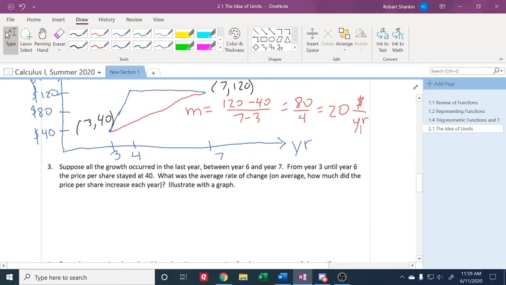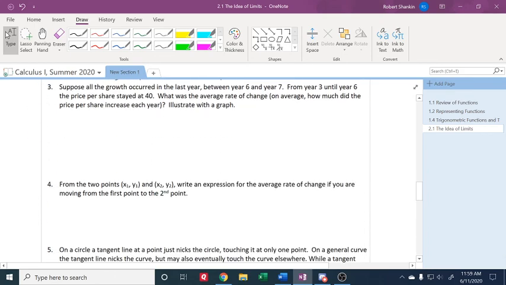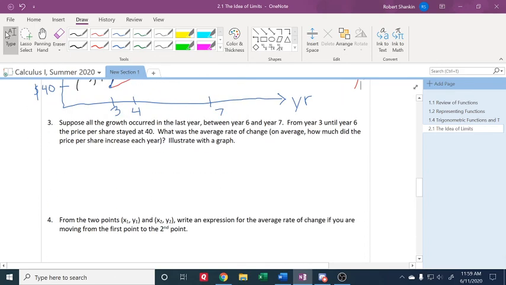Okay. Now, number 3. Suppose all the growth occurred in the last year, just between year 6 and 7. From year 3 to year 6, the price stayed at 40. Then what's the average rate of change? And you need to illustrate with a graph. So you need to draw a picture of this and find the average rate of change. So again, do the same thing. Work on your own. Check in with your group. And I'll call on a group in a minute.